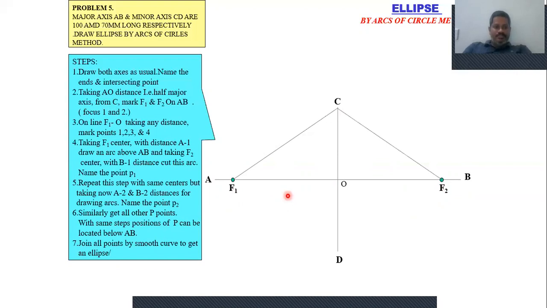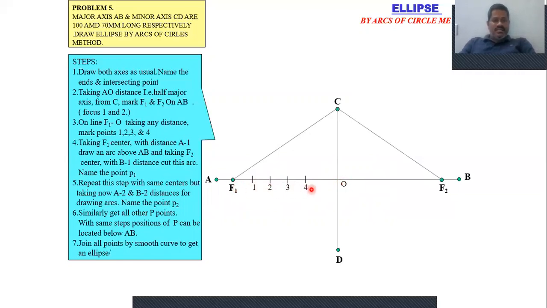After getting the foci, on line F1O, taking any distance, mark the points 1, 2, 3, 4 like this. Let me read this once again. You mark some points on the F1O line. They may not be equal distance, preferably equal distance, but these points need not be equal. Mark some points on the F1O line, 1, 2, 3, 4 as of now.